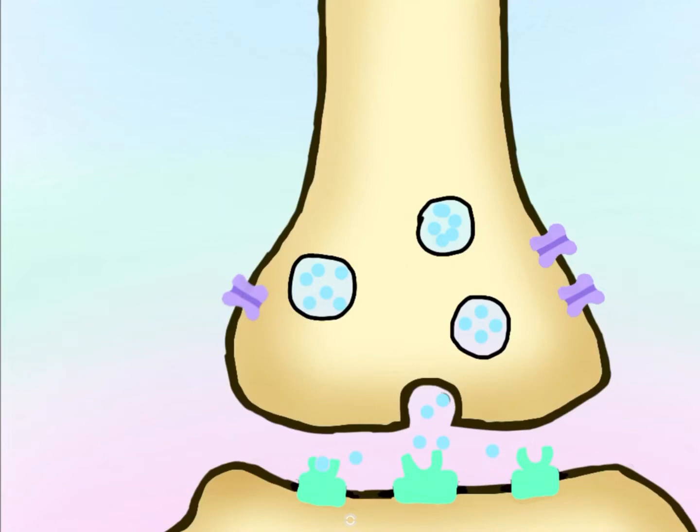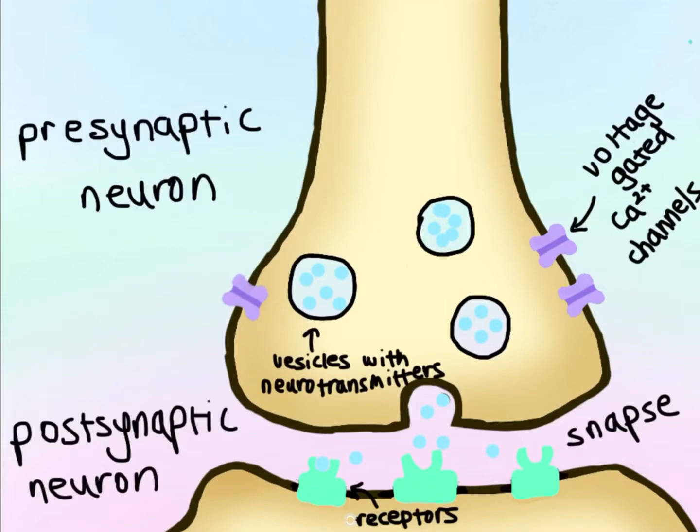Today we're going to be looking at how the presynaptic neuron releases neurotransmitters. So here I went ahead and labeled everything for you. The presynaptic neuron is the neuron before the synapse. Here the synapse is just a gap of space between the presynaptic and postsynaptic neuron.